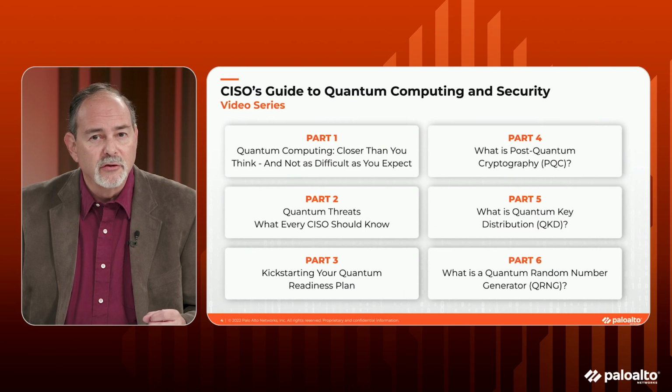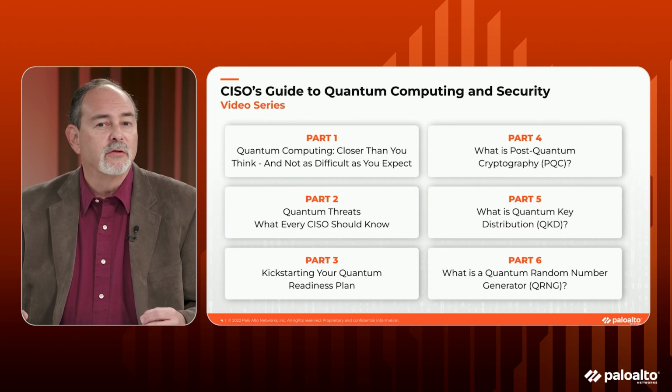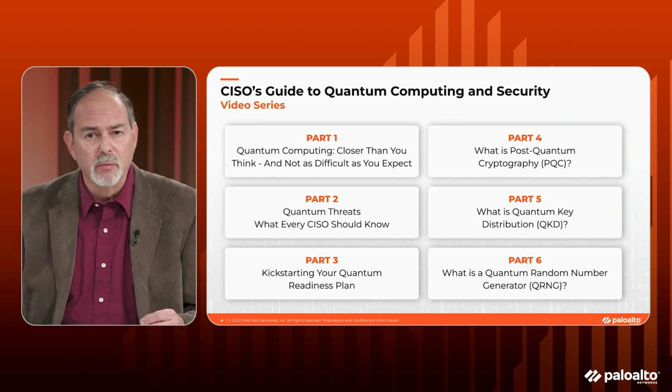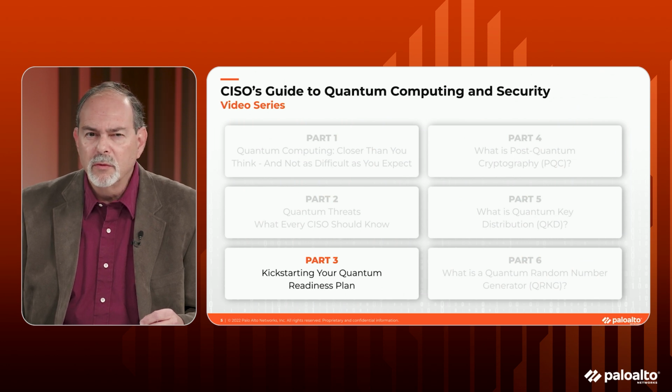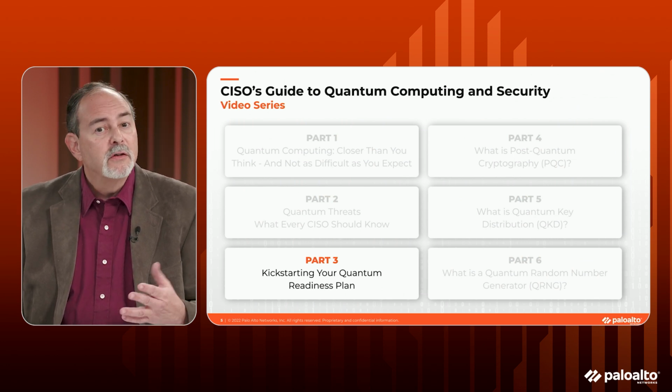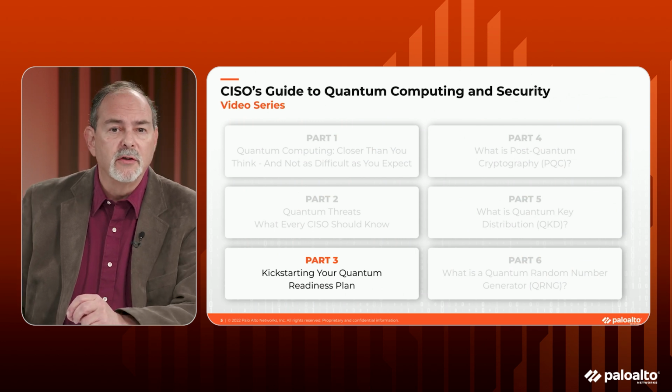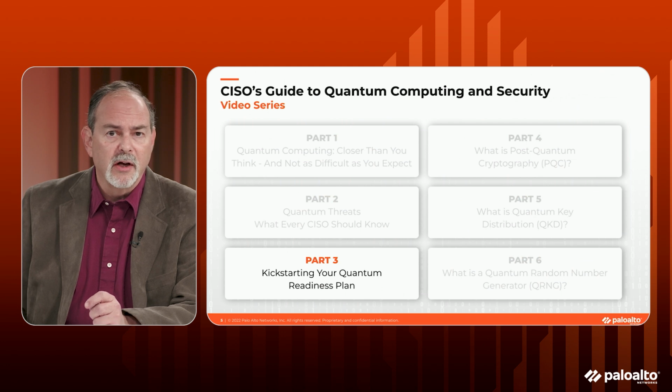Our first two sessions focused on the security threat from quantum computers and the impact of threats from cryptographically relevant quantum computers. The next sessions focus on quantum cryptography, quantum key distribution, and quantum random number generators. Today's session focuses on planning a transition to a quantum-resistant network, the tools Palo Alto Networks has to help you, and what you can do now to protect your business.